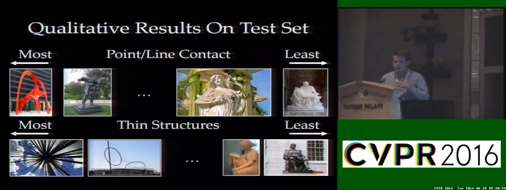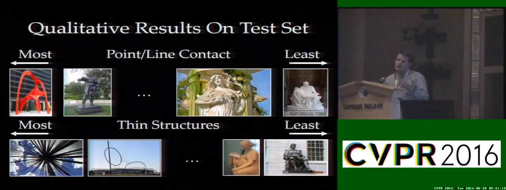So one way to do this is you can sort the test examples by how much they have each of these attributes. And you can see on the left, you have objects which most make point or line contact with the ground. And you can see on the right that you have objects which especially don't make point or line contact with the ground. Where you see on the right, this white sculpture is touching with the bulk of its body.